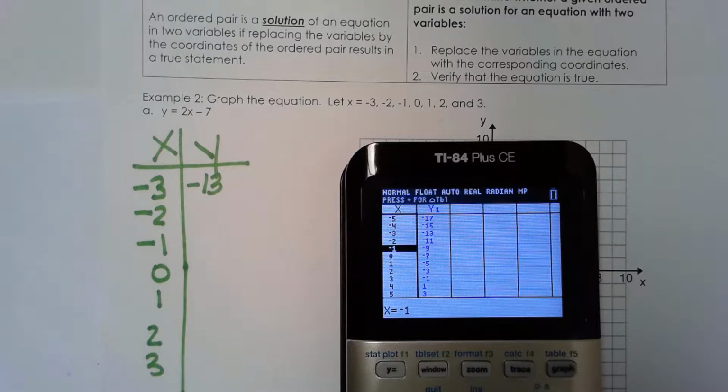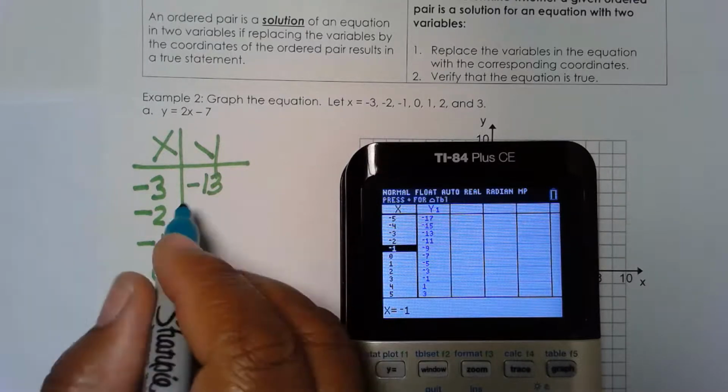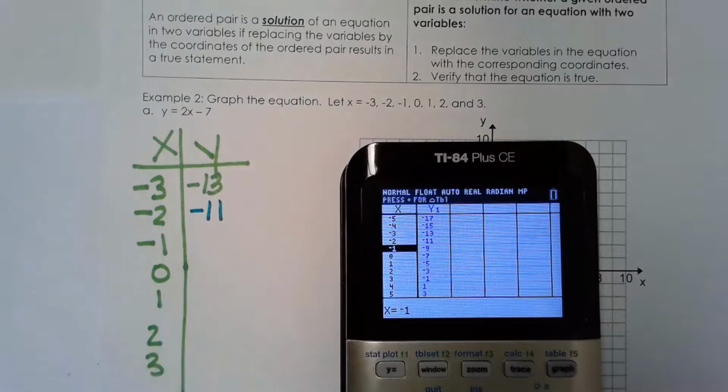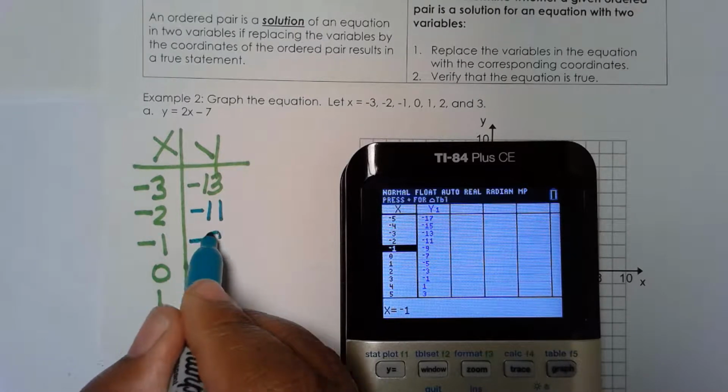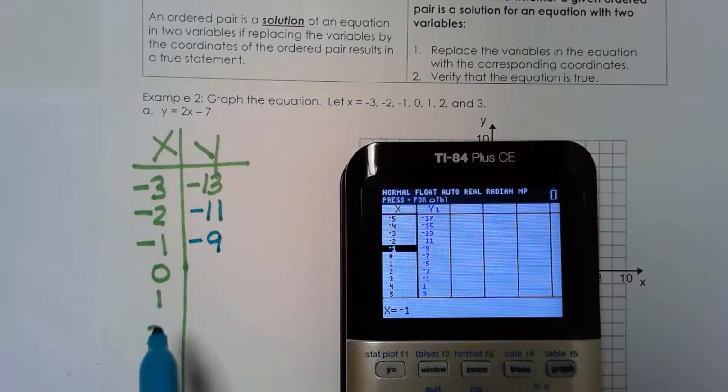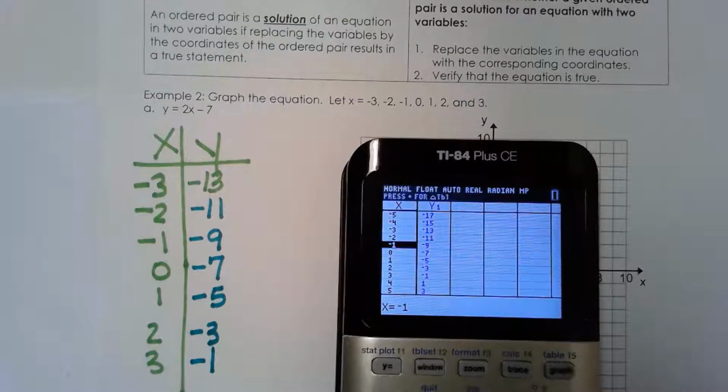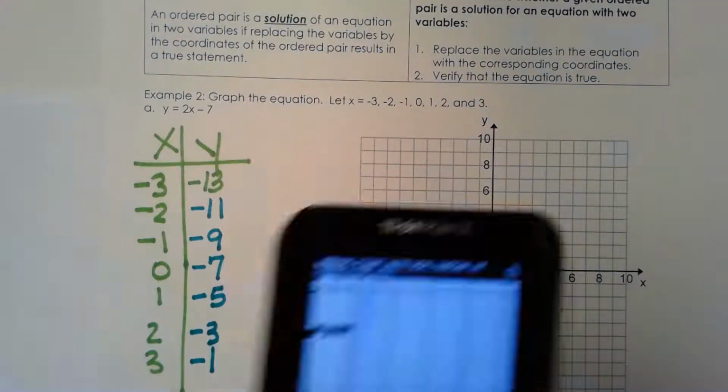When X is -2, Y is -11. When X is -1, Y is -9. When X is 0, Y is -7. When X is 1, Y is -5. When X is 2, Y is -3. And then when X is 3, Y is -1. Okay. So you have your table of values that we can find.